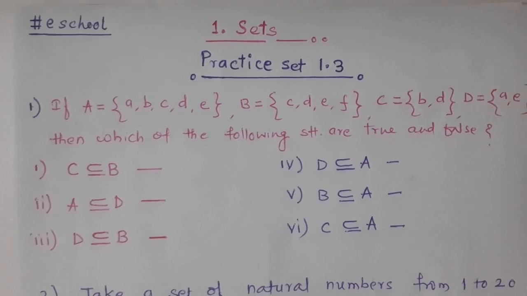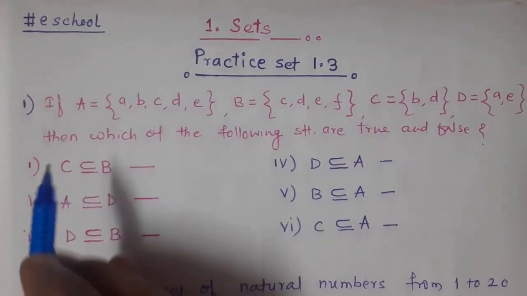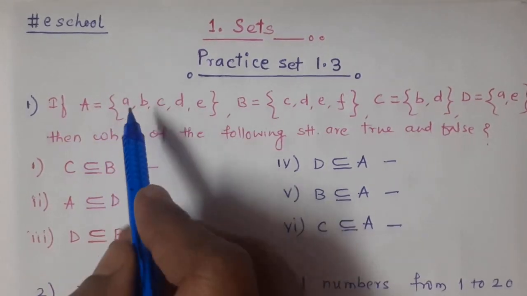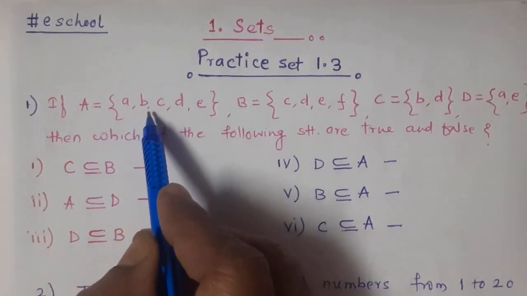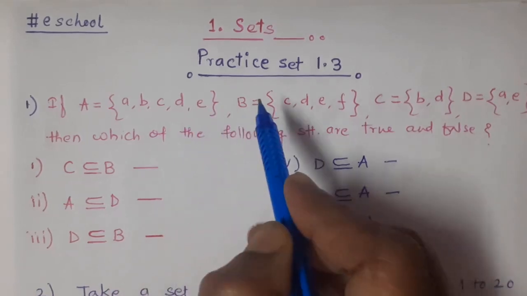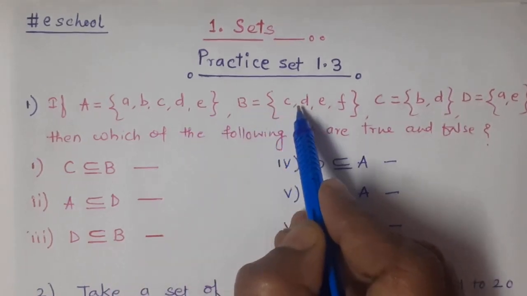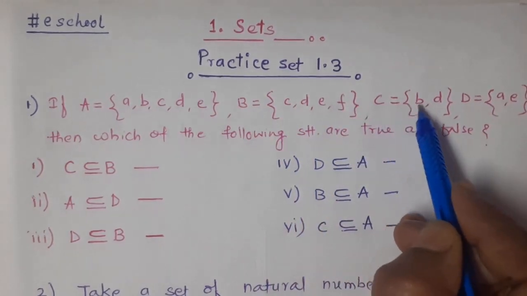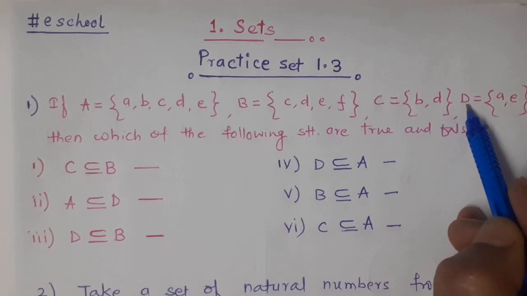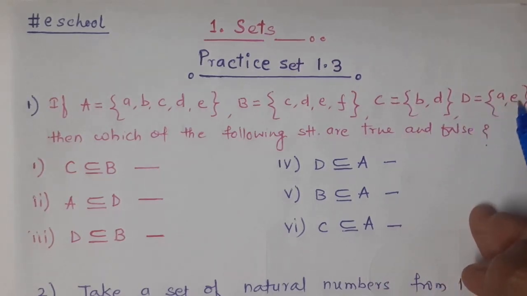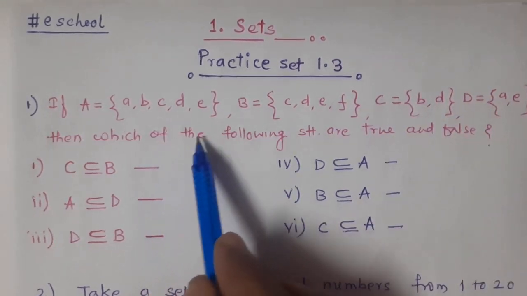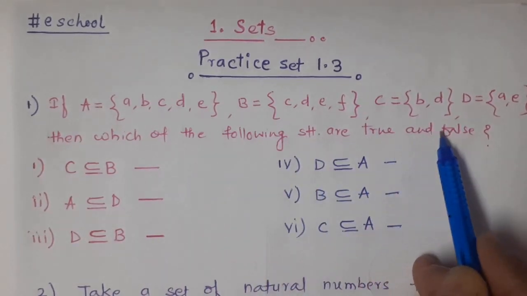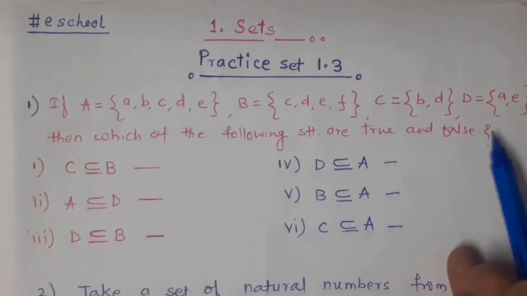First example: if set A comprises of elements A, B, C, D, E; set B comprises of C, D, E, F; set C comprises of B, D; set D comprises of A, E. Then which of the following statements are true and which are false, you have to state.